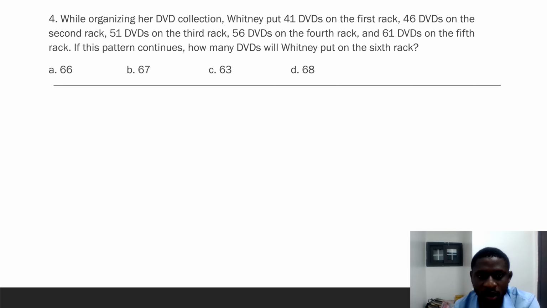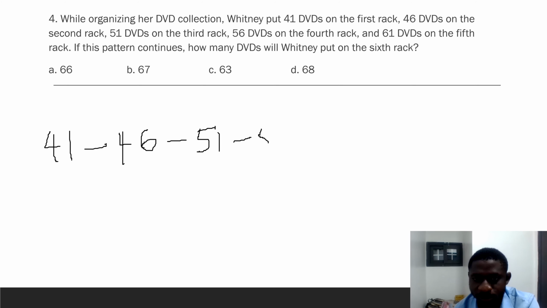Number 4. While organizing the DVD collections, Whitney put 41 DVDs in the first track. So the first track, she put 41. In the next, she put 46. In the next, she put 51. In the next, she put 56. The next, she put 61. Now, if this continues, how many will she put in the sixth track?